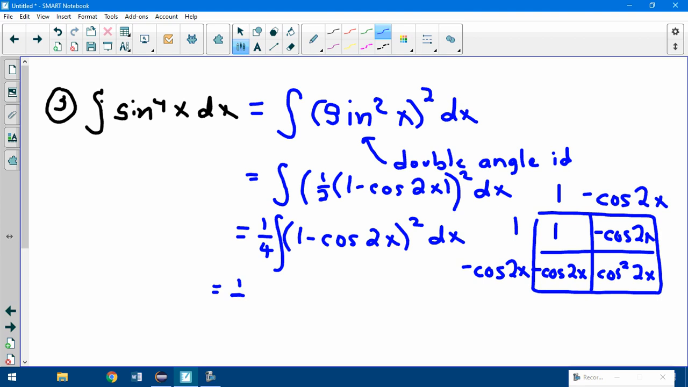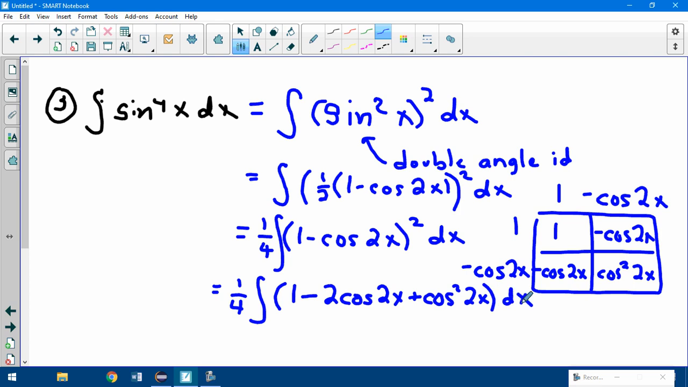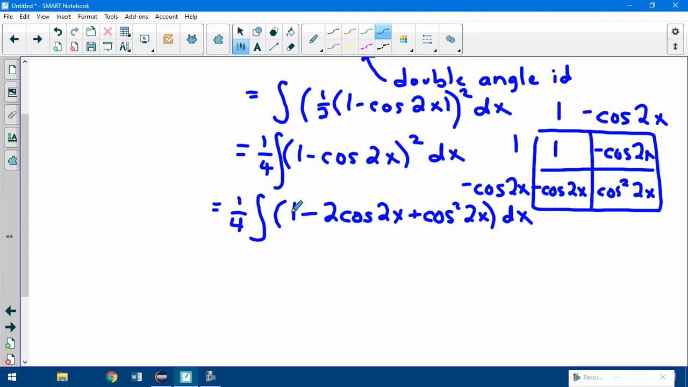Okay, so this is 1/4 times the integral of 1 minus 2 cosine of 2x plus cosine squared 2x dx. All right, now most of this is all fine and good. I can take the integral of 1. I can take the integral of cosine of 2x. 2 is just a constant. But what did I do when I had cosine squared?